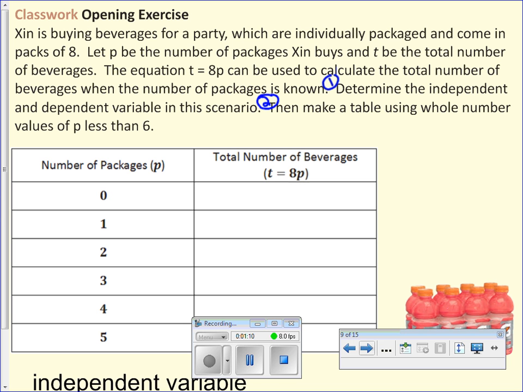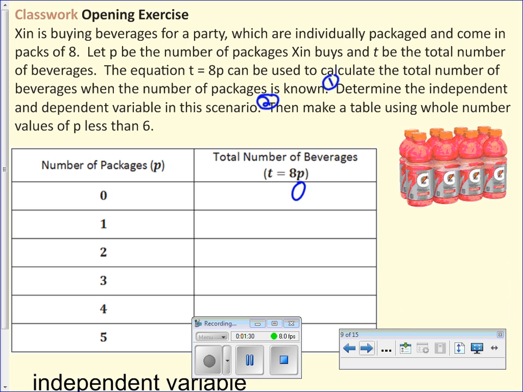How nice, they already labeled the tables for you. They even gave you the equation already. So if we have 0 packages, don't get tricked. The tables are going to start at 0. So when the number of packages is 0, how many beverages do I have? 0. If I have 1 package, how many beverages do I have? 8, because there are 8 beverages per package. Per means to multiply. So 2 packages, 3.